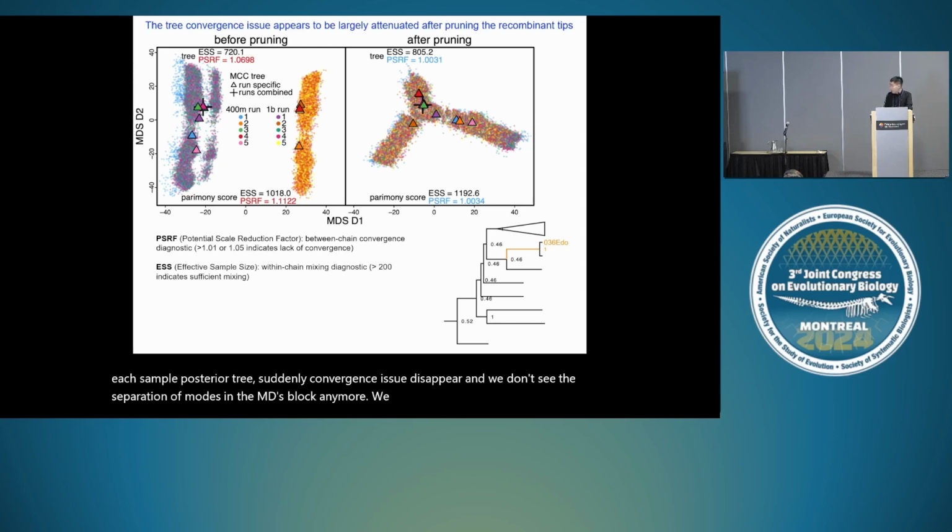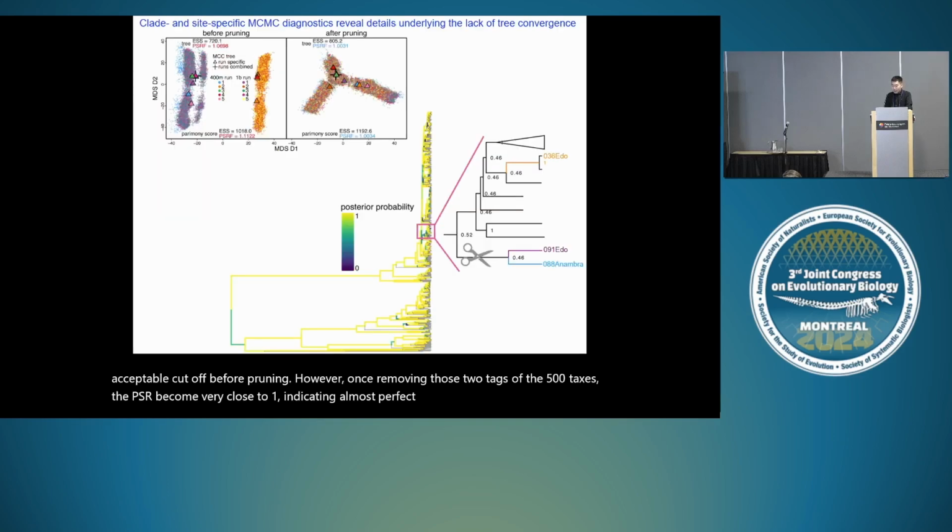We can also see the contrast before and after pruning quantitatively using diagnostic statistics. Here we compute the PSRF, the potential scale reduction factor, for both tree topology and parsimony score, intending to quantify the between-MCMC-chain convergence behavior. The PSRF values are indeed much greater than the acceptable cutoff before pruning. However, once removing those 2 taxa out of the 551 taxa, the PSRF becomes very close to 1, indicating almost perfect convergence. So now you may be wondering, how can we identify those 2 taxa?